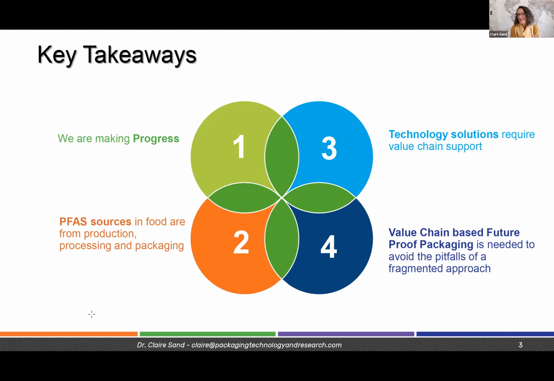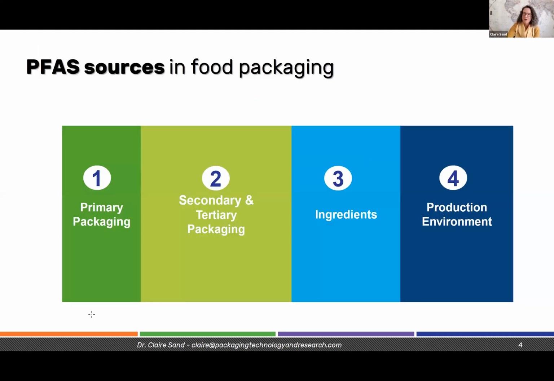What I'm going to be highlighting in these technology solutions is not the technology solutions themselves, because we've got a whole bunch of smart people working on substitutions, but that these really need value chain support. The technology is not the complete solution. And then we'll talk about how we can future-proof packaging and use the value chain pretty effectively.